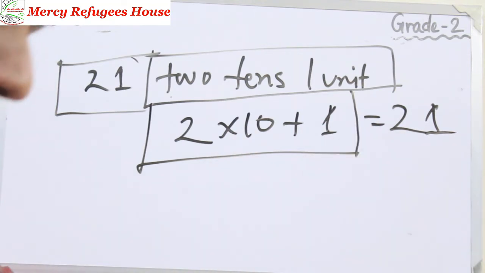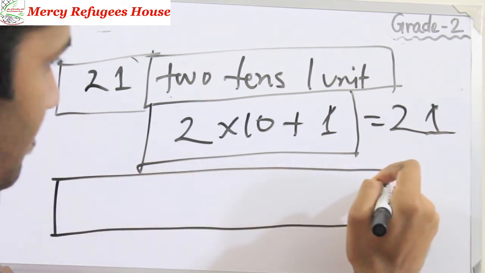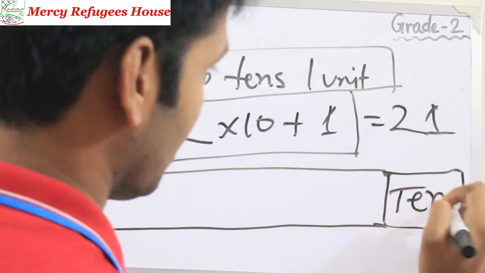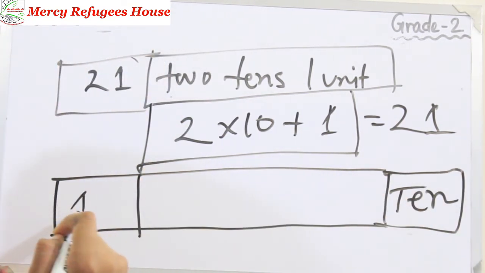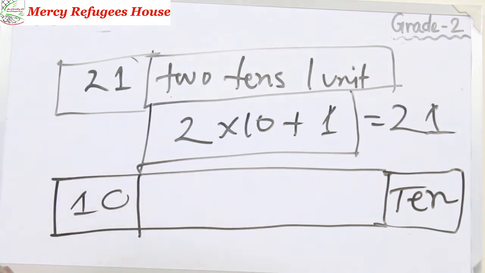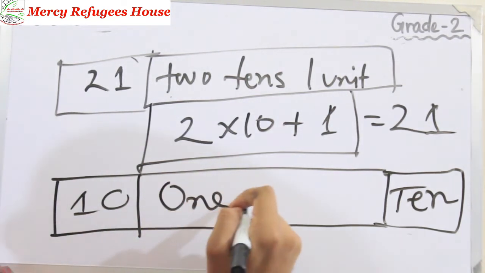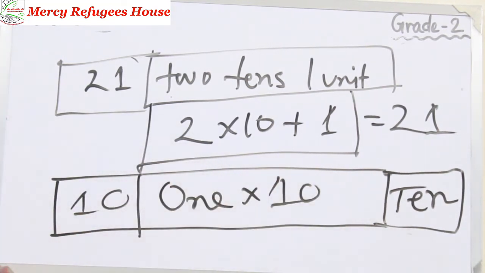Look at the next one. It is given like this, and here it is written 10. So how do we get 10? They should write 10 here. Now how do we get 10? You write 1 tenth. 1 times tens, we get 10. Right? That is the example here.